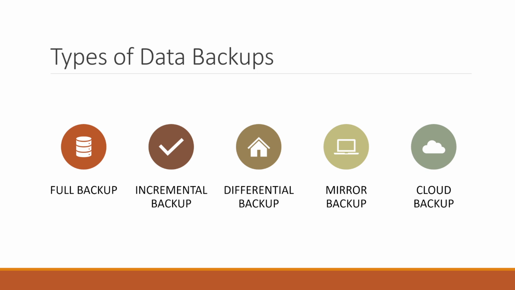Now, let's talk about the different types of backups. We've got the full backup, which is the complete copy of the system. This is the highest level of protection, but also takes up the most space and time to create. We have an incremental backup. This is changes to any data since the last backup. Doesn't matter if it was a full or an incremental. If I don't have a backup of any file that's been changed since the last backup, we're going to back it up.